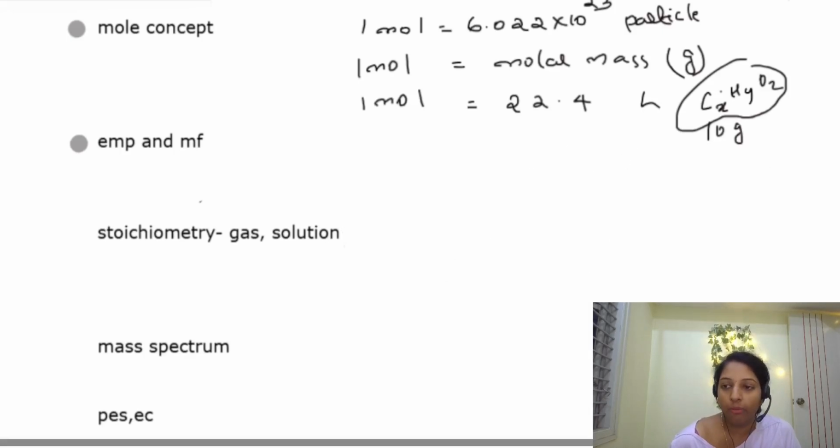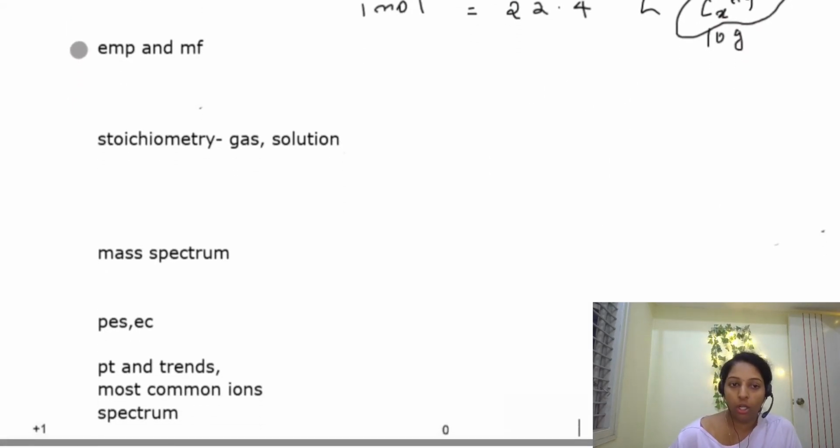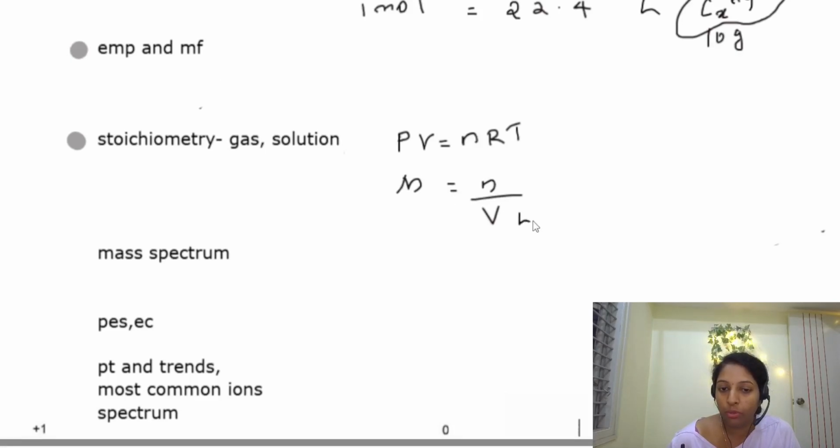Then after that, normal stoichiometry. You need to do normal stoichiometry, and gas stoichiometry and solution stoichiometry are also there. As you know, gas stoichiometry is PV equals nRT, which we will do with chapter 3 also. And solution stoichiometry, like molarity M is equal to n over volume, with the volume of solution in liter.